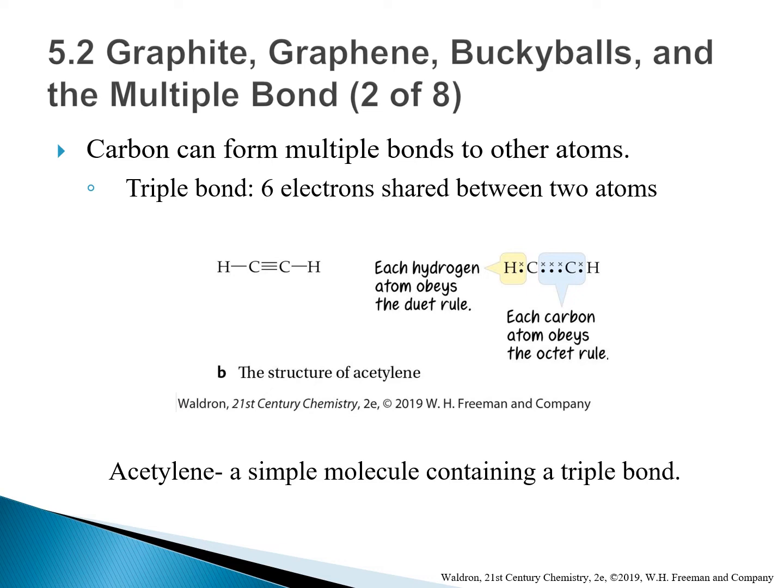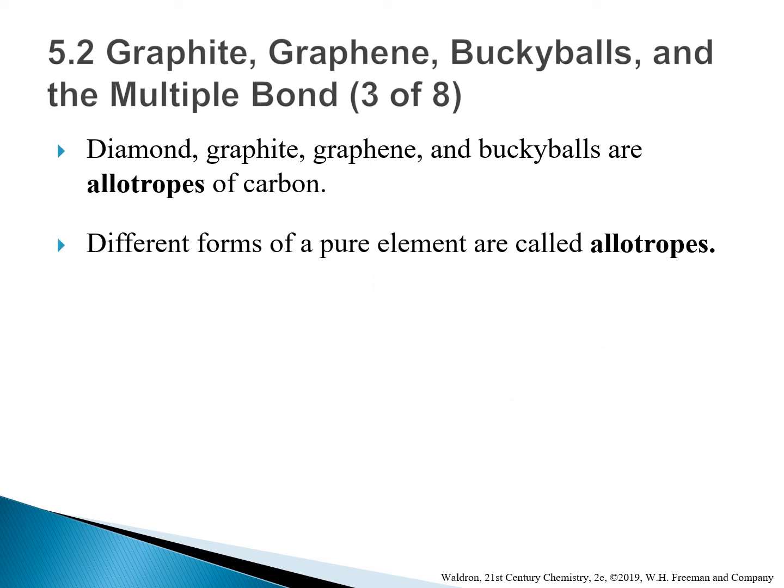Each hydrogen atom obeys the duet rule, and all atoms are happy now in the structure. An allotrope is a different form of a pure element. Other than diamond, elemental carbon can form graphite, graphene, and buckyballs. They are all allotropes of carbon.